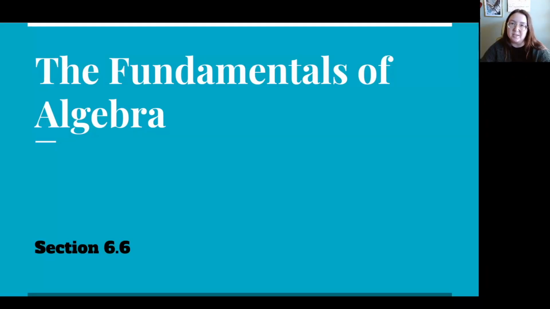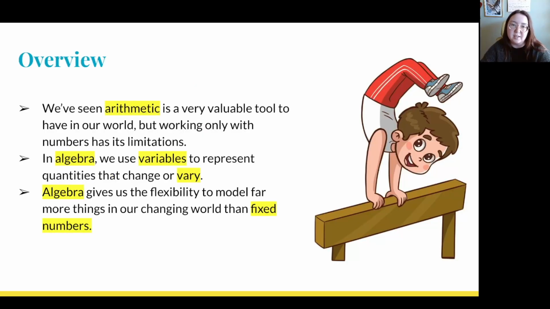Hello everyone, we're going to go ahead and get started on the fundamentals of algebra, which is section 6.6. So as an overview, we've seen arithmetic is a very valuable tool to have in our world, but working only with numbers definitely has its limitations. There are lots of things we don't know in the real world, and so a lot of the times we want to represent the things we don't know with things like variables.